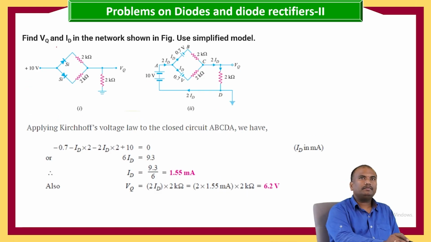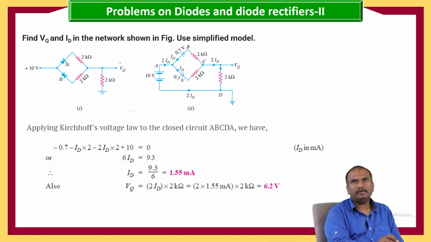Now find VQ and ID in the network shown in the figure. Use the simplified model. Here is the 10 volts, and we have to calculate VQ and ID, the current flowing through the diodes.